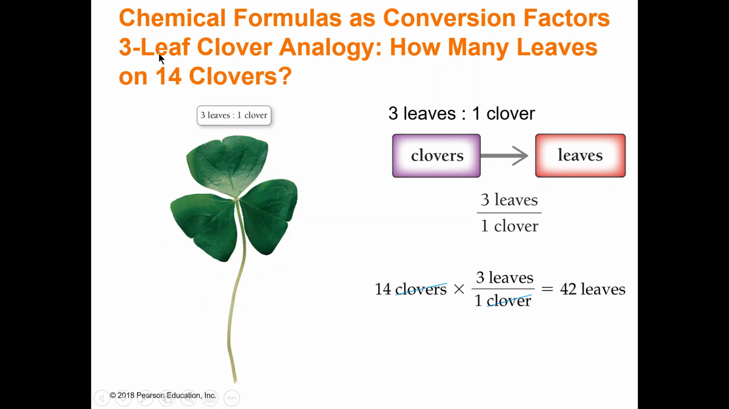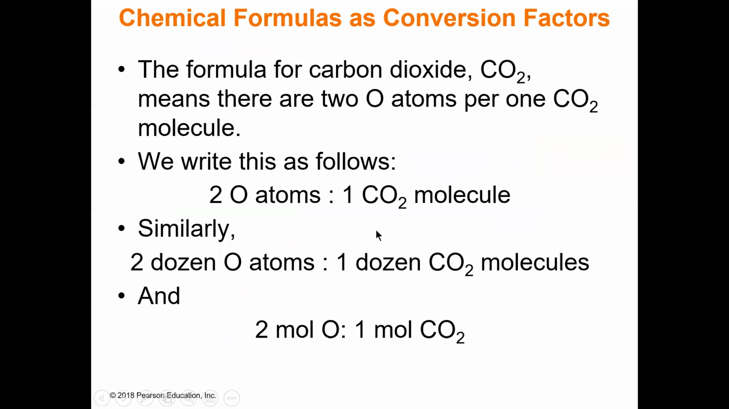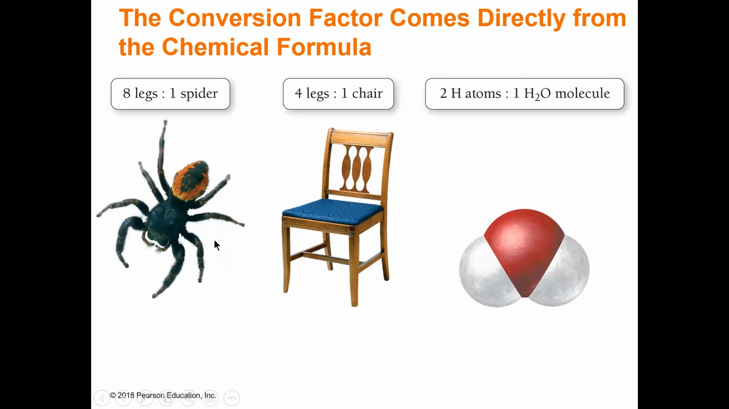So if we were going to do a conversion factor like this, says, how many leaves are on 14 clovers? We'd start with our clovers. So we have 14 clovers. And we know that for every 1 clover, we get 3 leaves. So we have a total of 42 leaves. So a couple other things that we can have a conversion factor for in real life. A spider: 1 spider has 8 legs. 1 chair has 4 legs. Well, 1 water molecule has 2 hydrogen atoms because it's H2O.